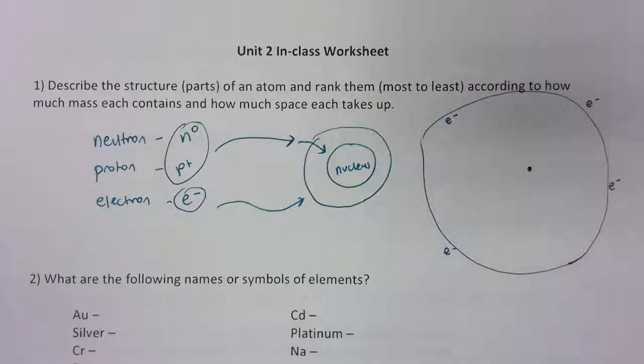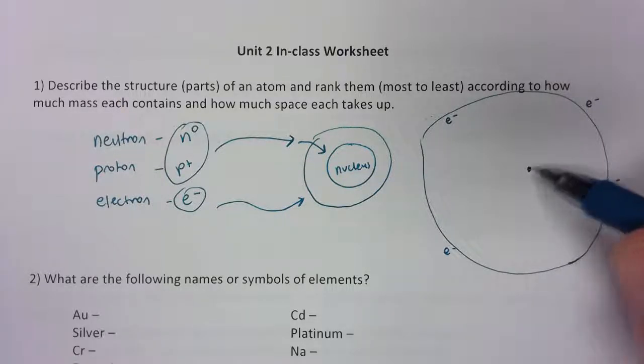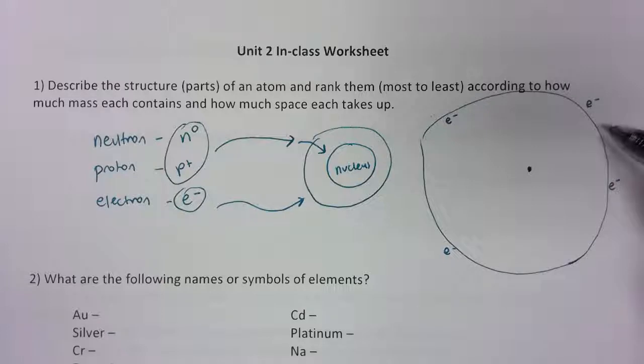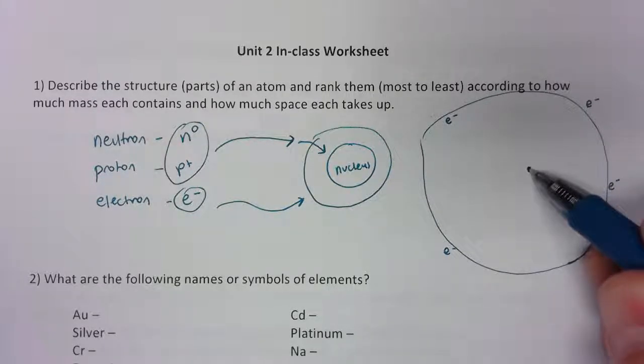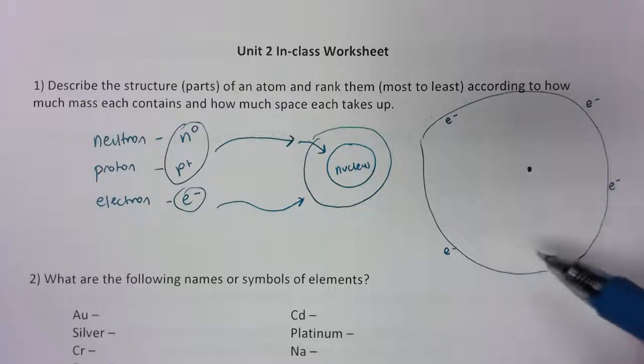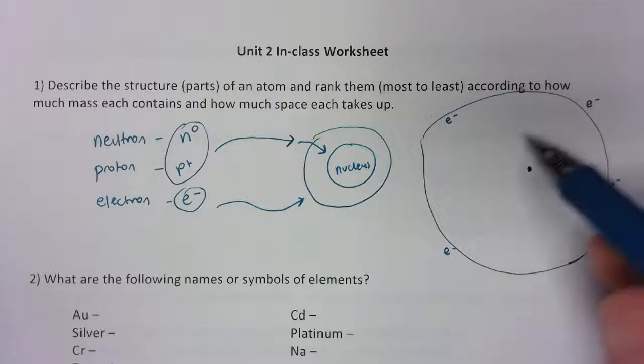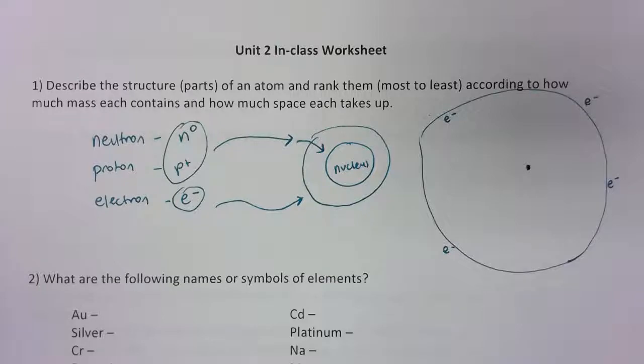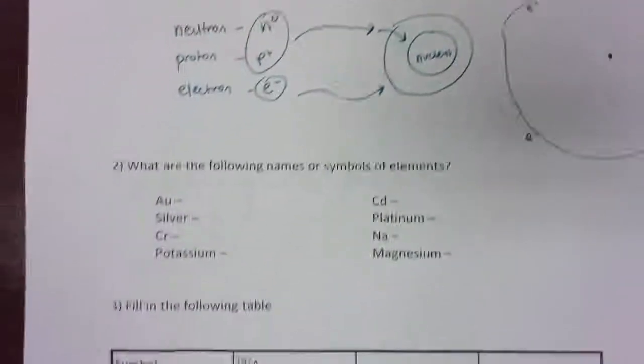The nucleus is the most massive part of the atom, so it contains the most mass, but the least amount of space. The electron clouds are least massive, but take up the most space. If you remember the analogy from class, the nucleus is the beach ball or the football at the middle of the stadium, and the electron cloud is the remaining stadium. So the electron cloud takes up much, much more space. Okay.